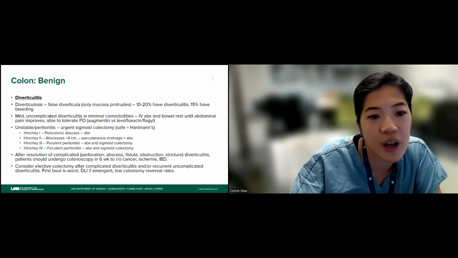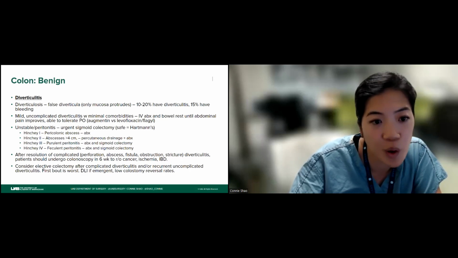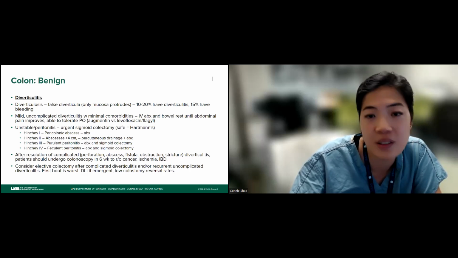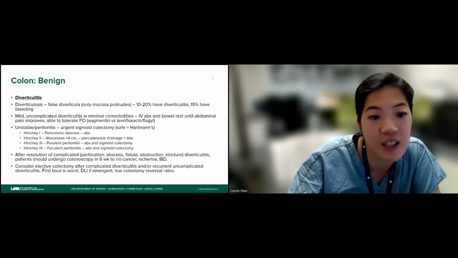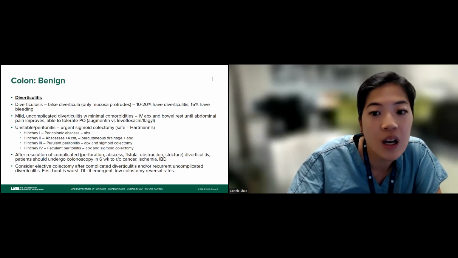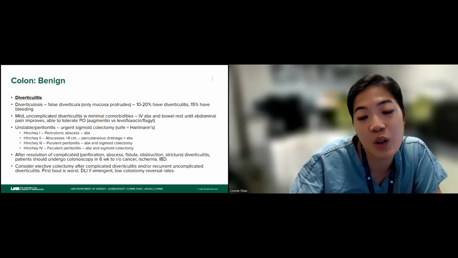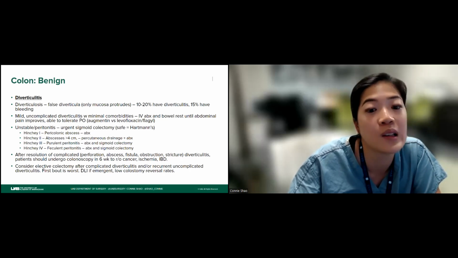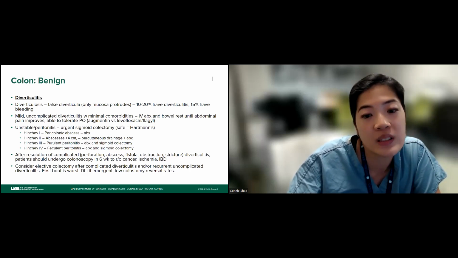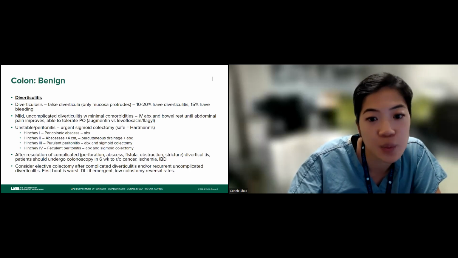That's basically you have pericolonic abscess that's smaller than 4 centimeters, antibiotics. If it's greater than 4 centimeters, include drainage, so you need source control. If you have purulent peritonitis, you start thinking about surgery, and then feculent peritonitis, surgery as well. And then for these people, they all need to get a colonoscopy afterwards because you need to figure out why this happened. Sometimes it can just be from diverticulitis, but typically you need to make sure that it's not because of cancer or some kind of colonic ischemia or IBD.